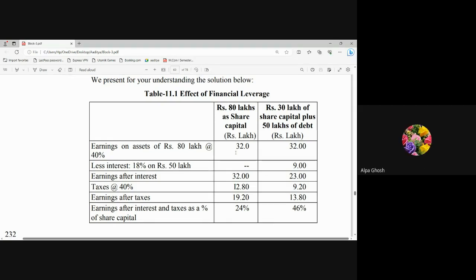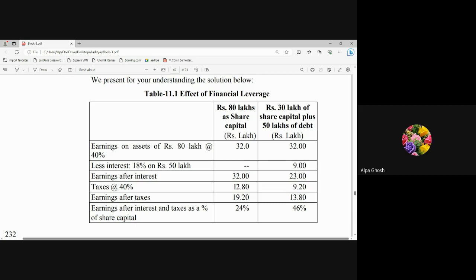So we have earnings of 32 lakhs, which comes from 40% of 80 lakhs. 80 lakh is your asset invested. When we invest 80 lakh or whatever amount, we get an income of 40%. This is the industry trend. Against 80 lakhs, we are able to generate 40%. When it is put into amount, it comes to 32 lakhs. Now this is our earnings, 32 lakhs.